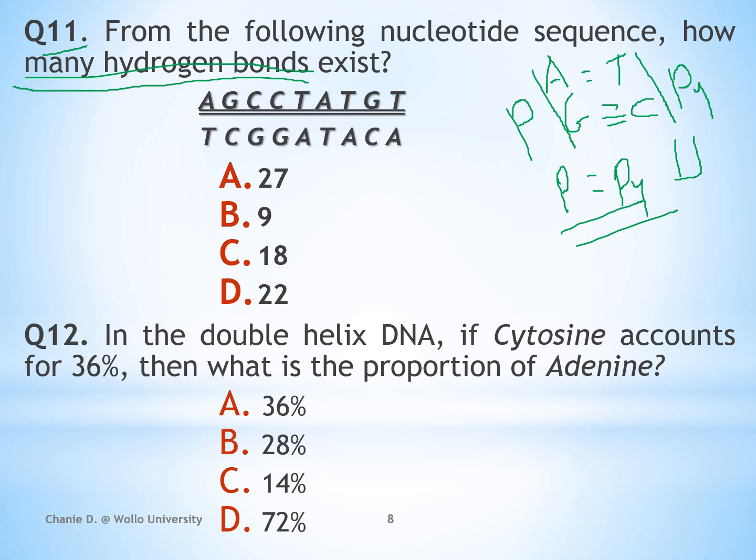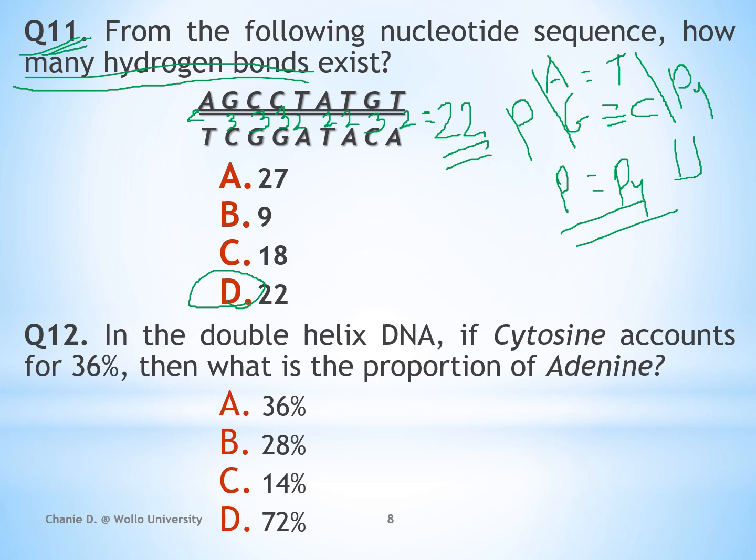So in order to answer this question, simply count the number of hydrogen bonds in each combination. Here, AT, we have 2, then 3, 3, 3 again, we have 2 between TA, 2 between TA, 2 between GC, 3 between TA, 2. When we count all those hydrogen bonds, we will get 22. Therefore, in this sequence, there are 22 hydrogen bonds. So D is the correct answer for question number 11.